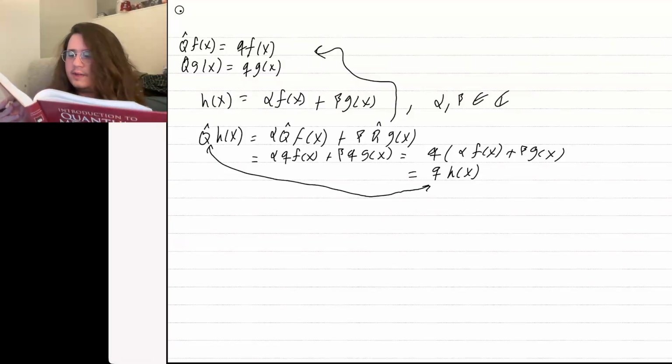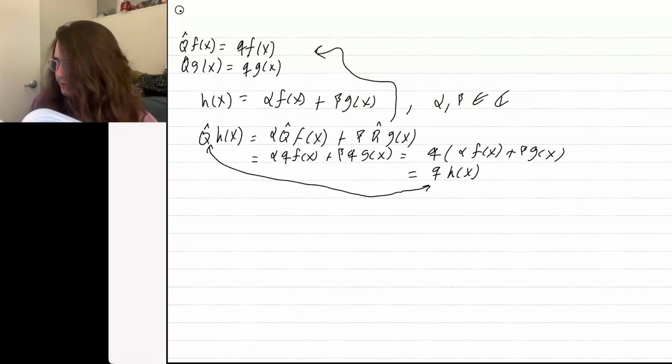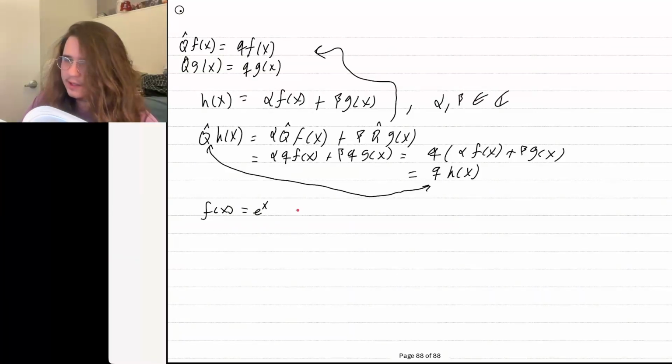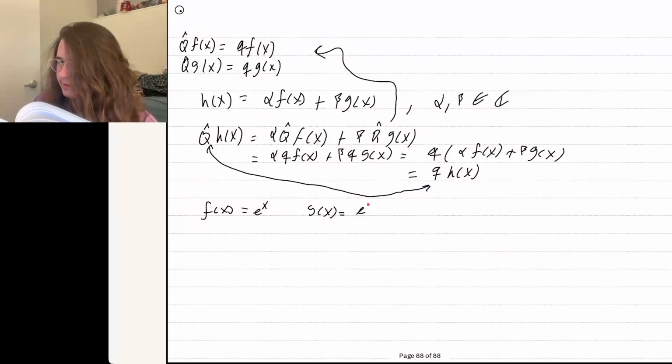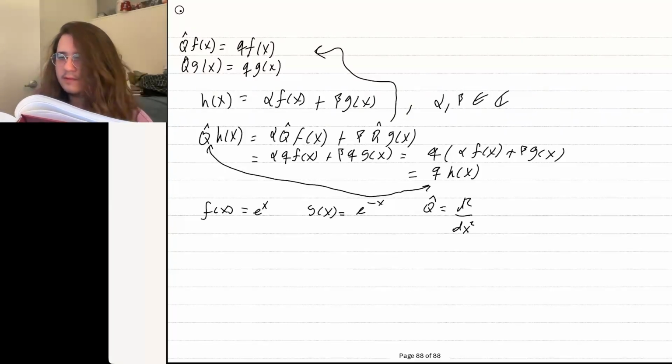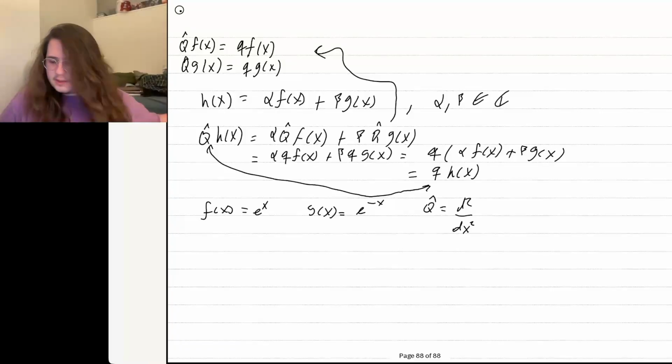The next bit of the problem is to, let me actually read it. Check that f of x equals e to the x and g of x equals e to the minus x are eigenfunctions of the operator d squared dx squared. Okay, and they both have the same eigenvalue. Okay, I can show that.